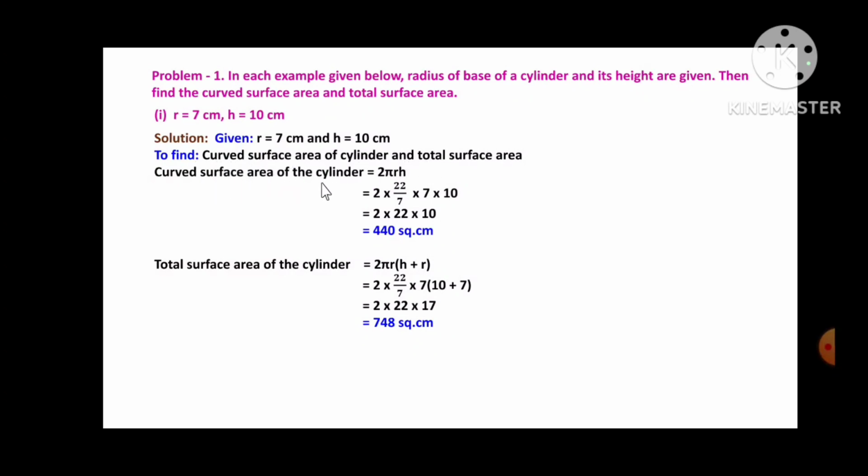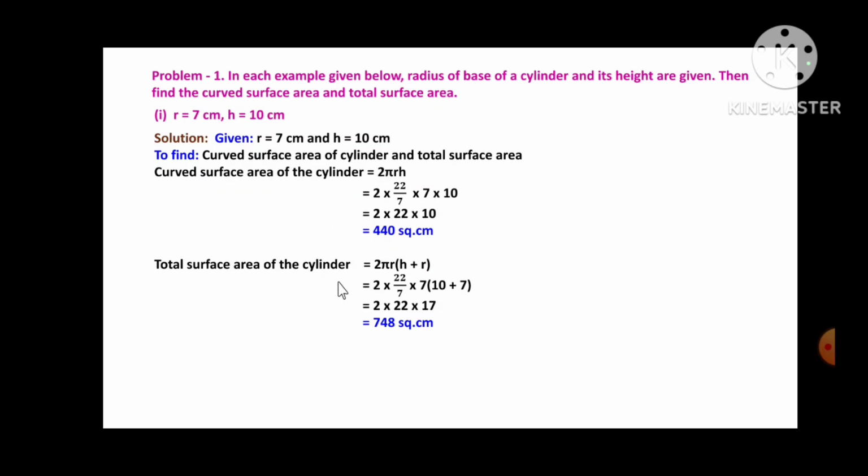The curved surface area of the cylinder is equal to 2 pi r h. We'll put the values here. 2 pi value is 22 upon 7 into r is 7 into 10. After division here, 7 gets cancelled and you will get 2 into 22 into 10. That leads to 440 square centimeter. This is the curved surface area.